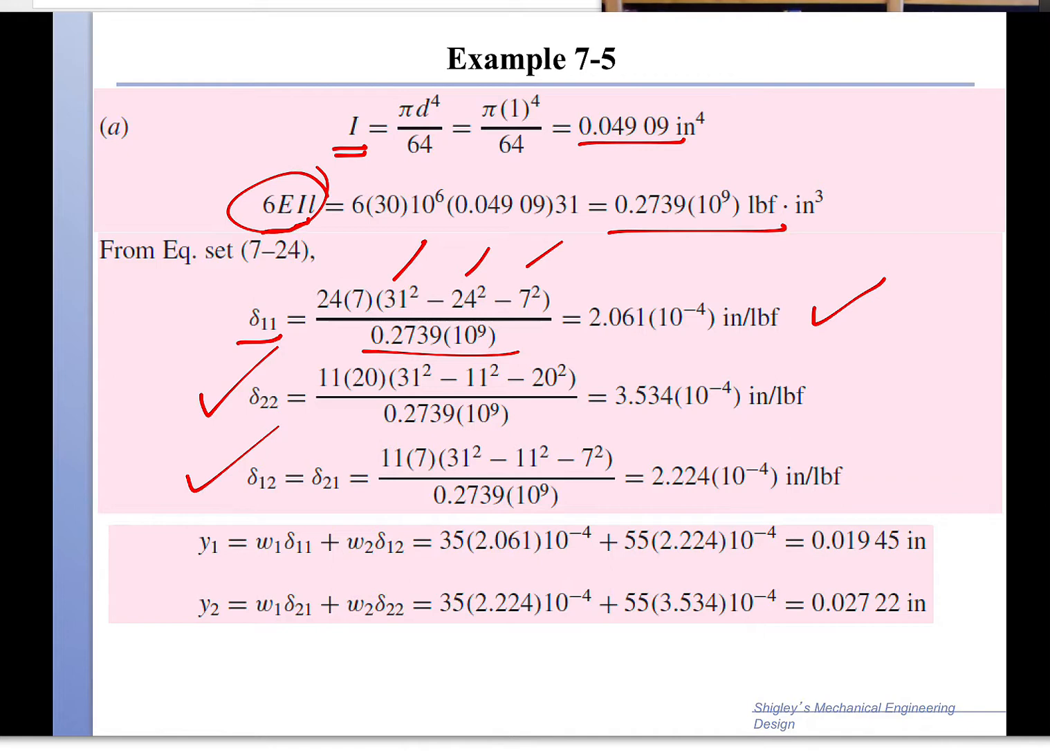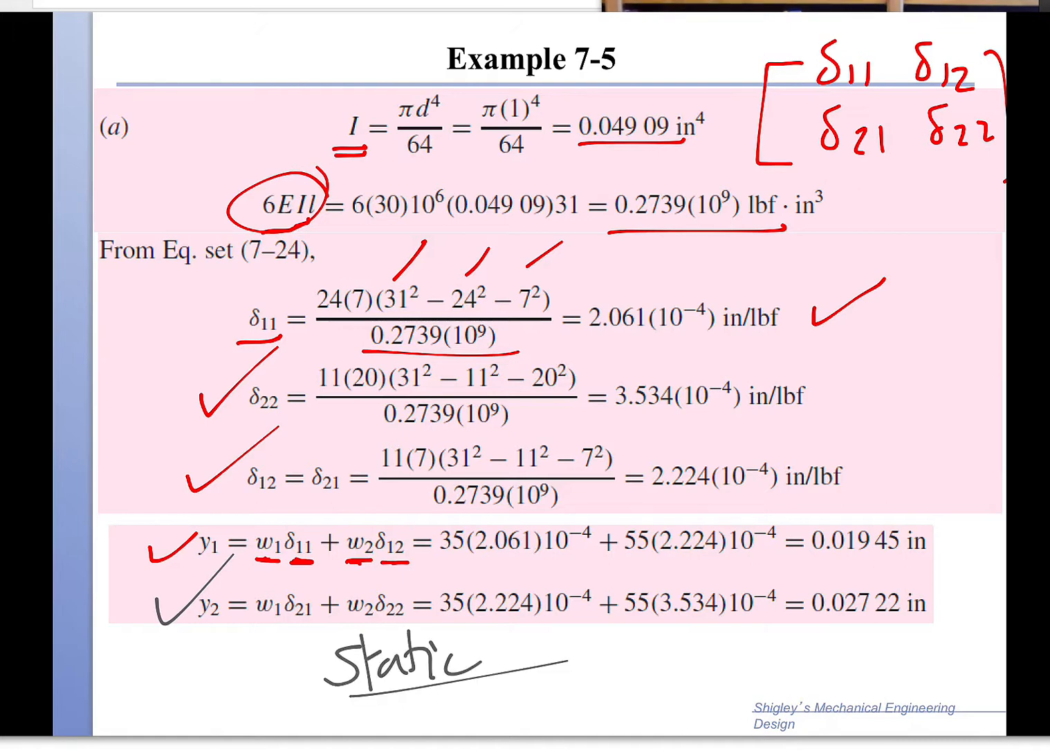That allows us to now calculate the total deflection y1 as the weight times its influence, the deflection, plus the second weight times its influence. Notice that we have two weights, and therefore the deflection matrix has delta 1,1, delta 1,2, delta 2,1, and delta 2,2, because we have only two weights. And therefore we can get y1 and y2, which are the static deflections. So all of these are static.